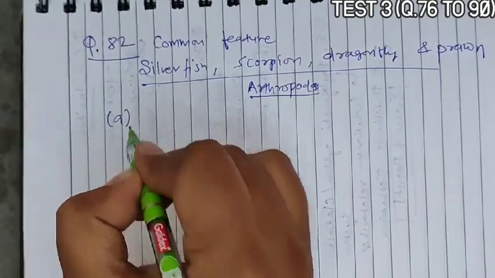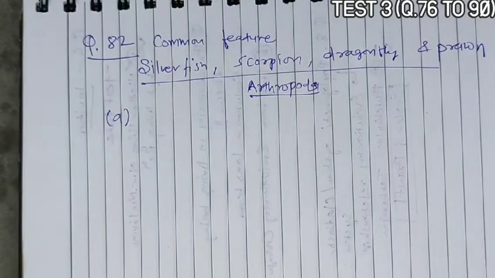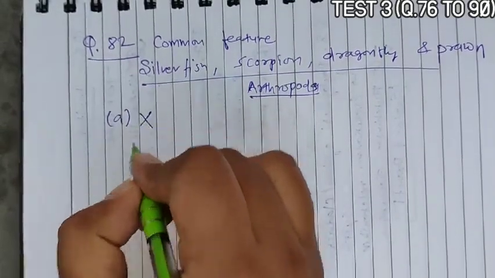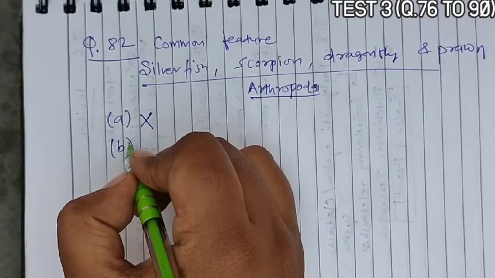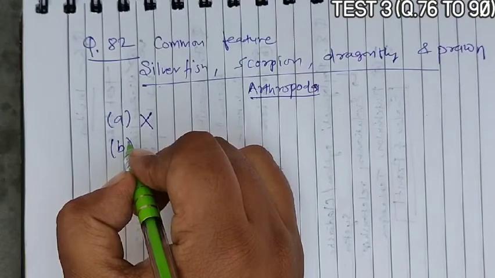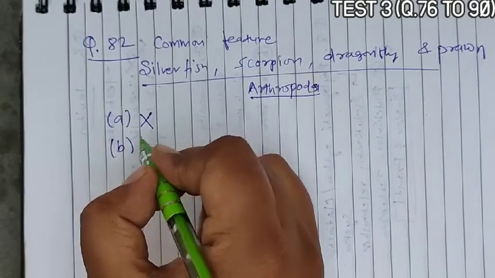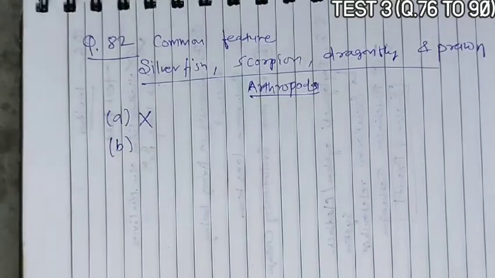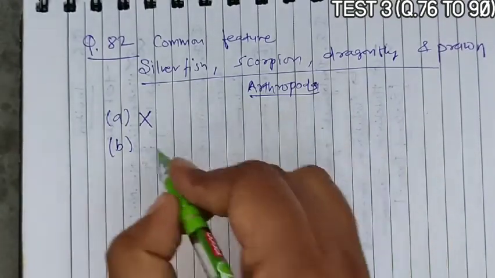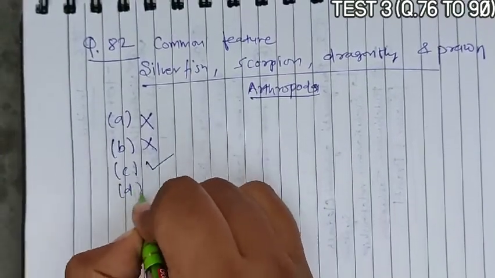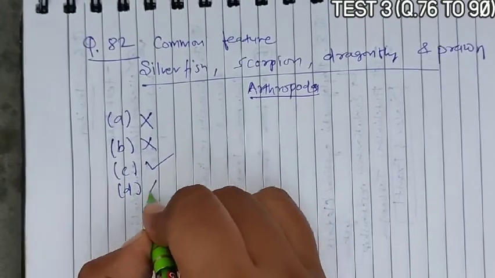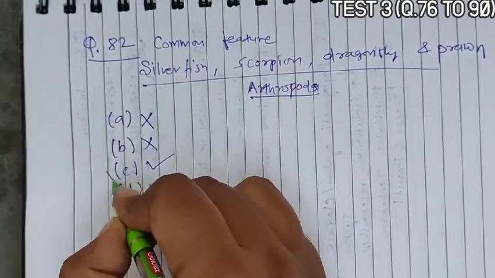Now if we go with option A, it is written that 3 pairs of legs and segmented body. This is not correct with respect to all four. Option B, they have chitinous cuticle and 2 pairs of antennae. Yes, chitinous cuticle is there, but they do not all have 2 pairs of antennae. So it is an incorrect statement. Option C, jointed appendages and chitinous cuticle, correct. Segmented body is there. And D, cephalothorax and trachea are not found in all of these. So C is the correct answer.